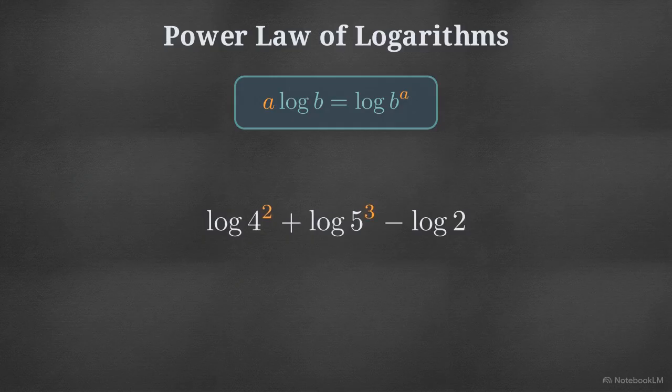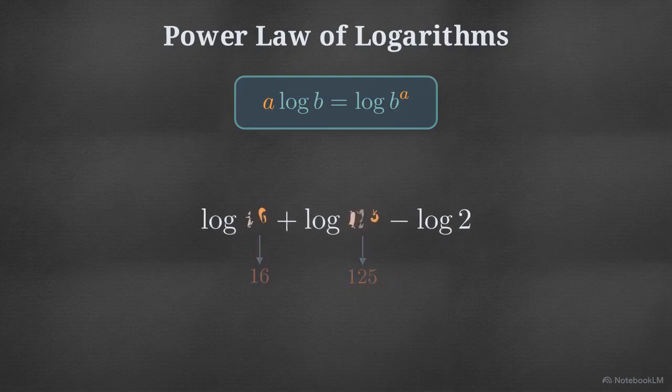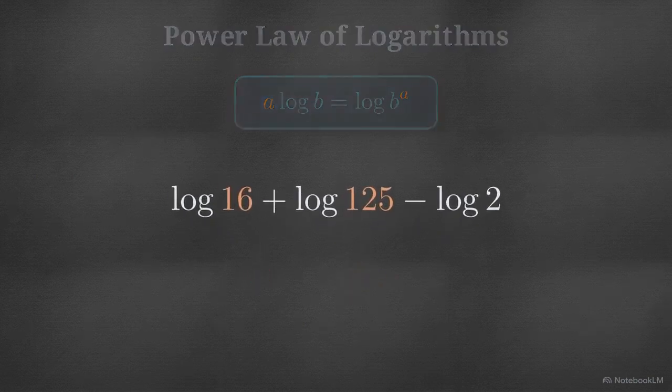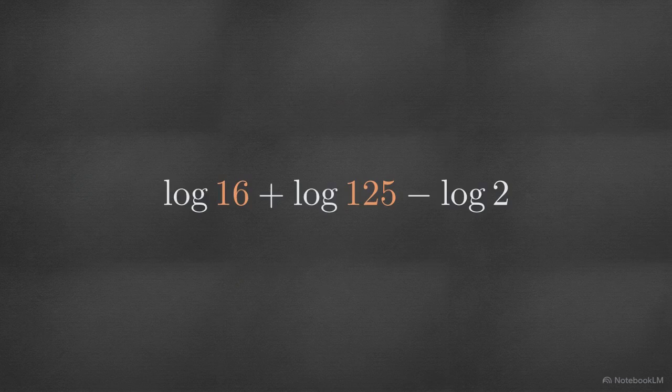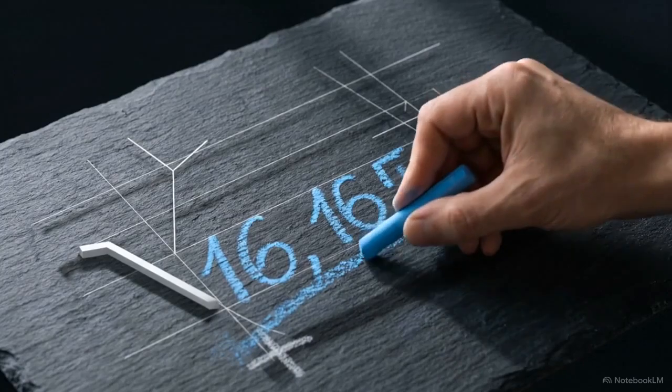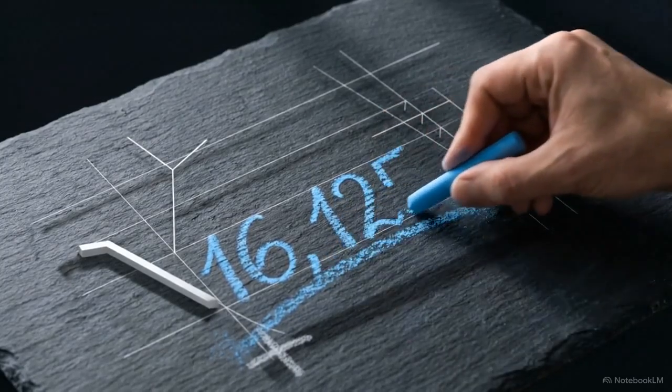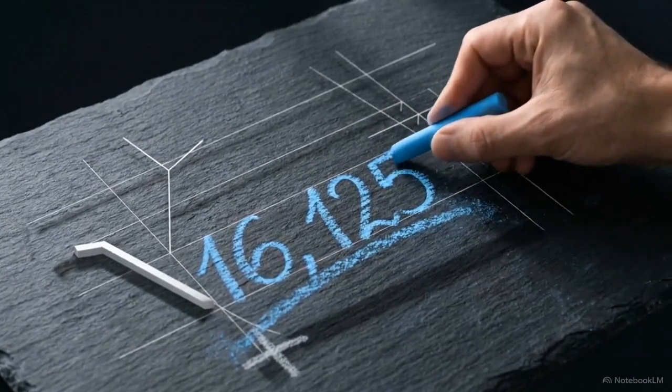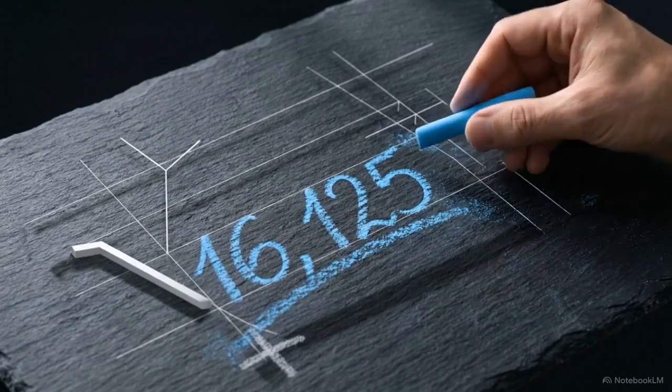Now we just calculate those powers. 4 squared gives us 16, and 5 cubed is 125. So our new, cleaner expression is log 16 plus log 125 minus log 2. Notice how we haven't changed the expression's actual value, only its form. Converting coefficients into powers is the mandatory first step before combining any logs.